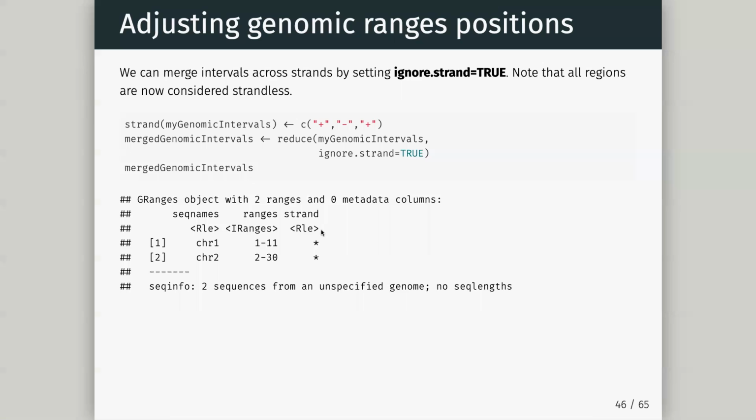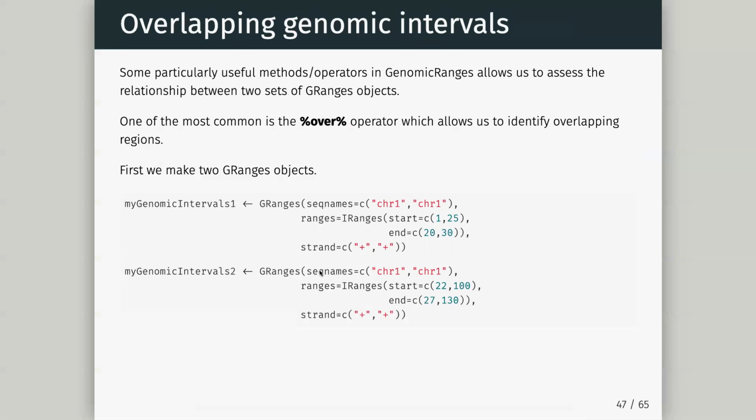We can control that behavior though. If we want to ignore strand information and we want to reduce them anyway, we can do reduce my genomic intervals and we can give it ignore strand equals true. And now we have our merged genomic intervals. Okay. Notice it's set now the strand to be star. So as soon as we said ignore strand equals true, even if we had a region which was plus and was never going to get reduced, this third region, still, because we're ignoring strand, it's now given up and just given us star for the strand information.